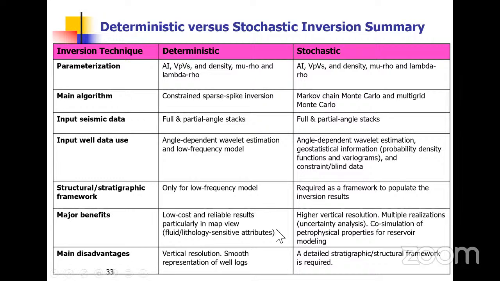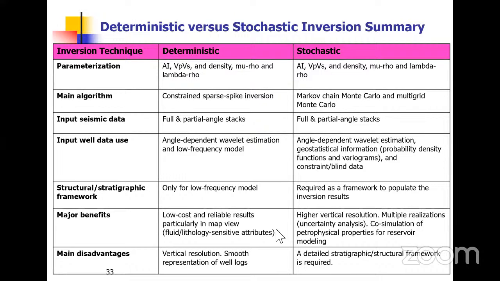Major benefits of deterministic inversion and that of stochastic inversion. Deterministic inversion is low cost, is reliable. You have reliable results that you can see in map view, fluid, lithology, and all the rest of the attributes.